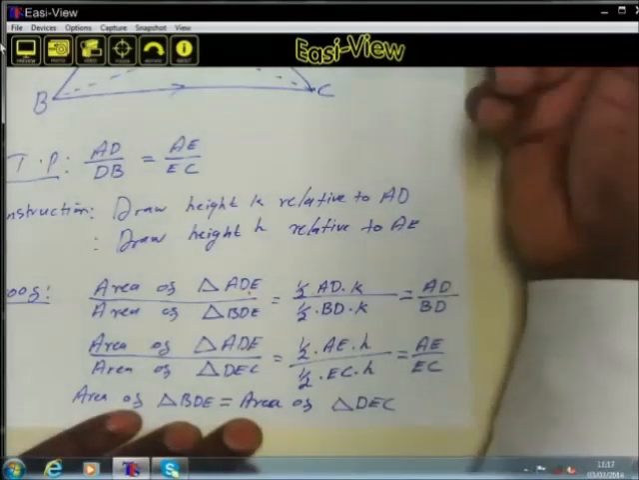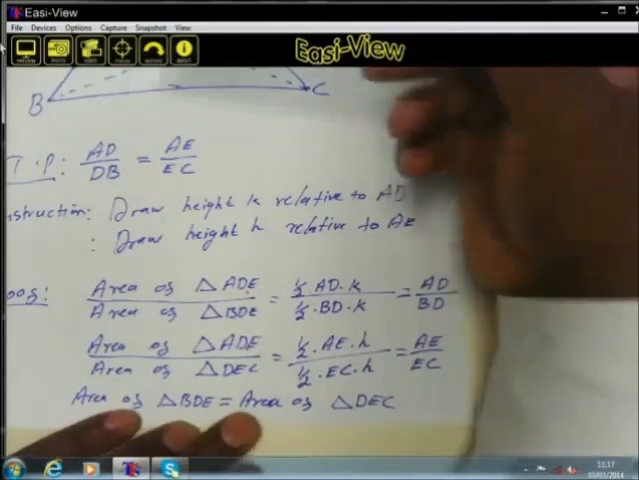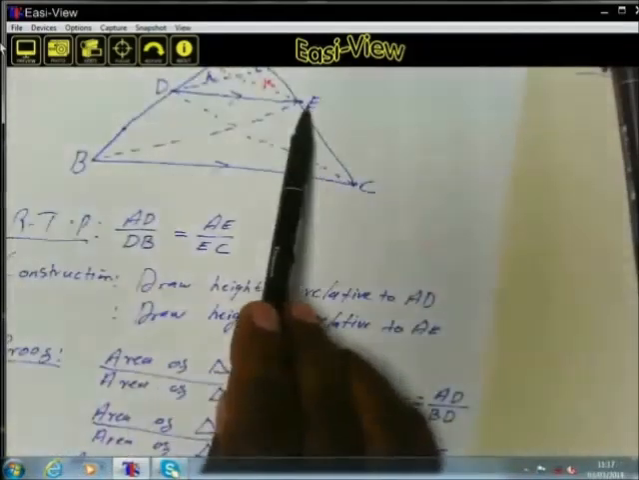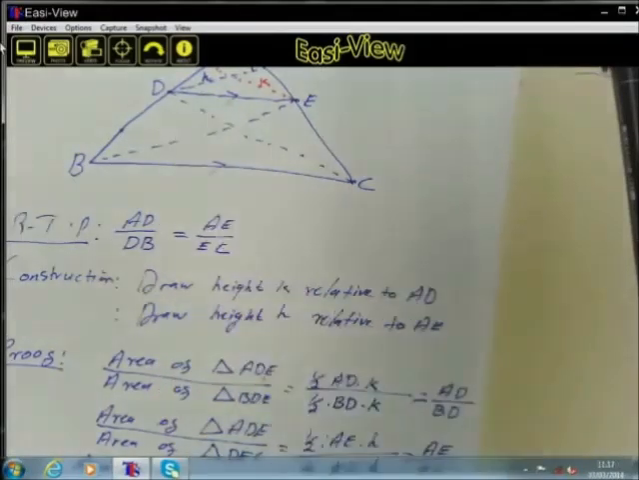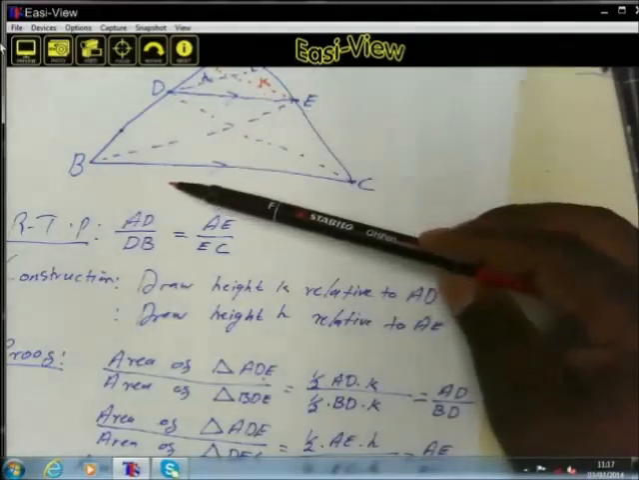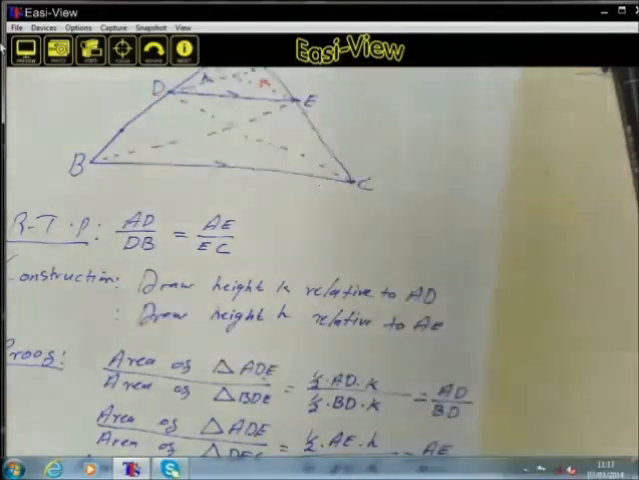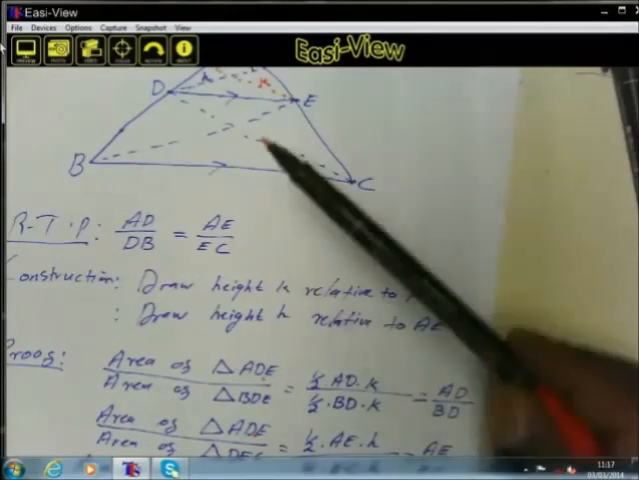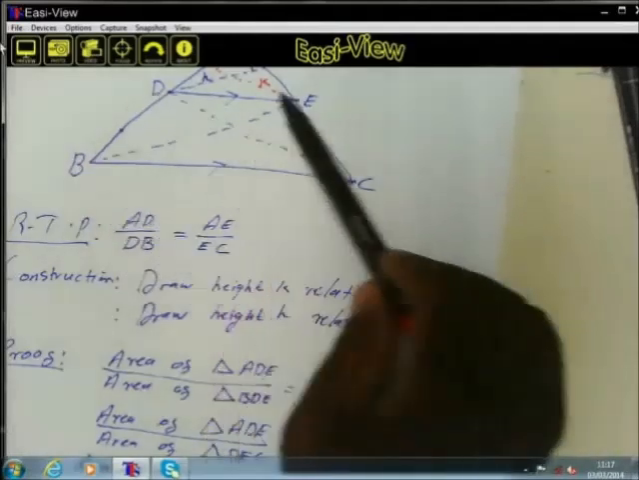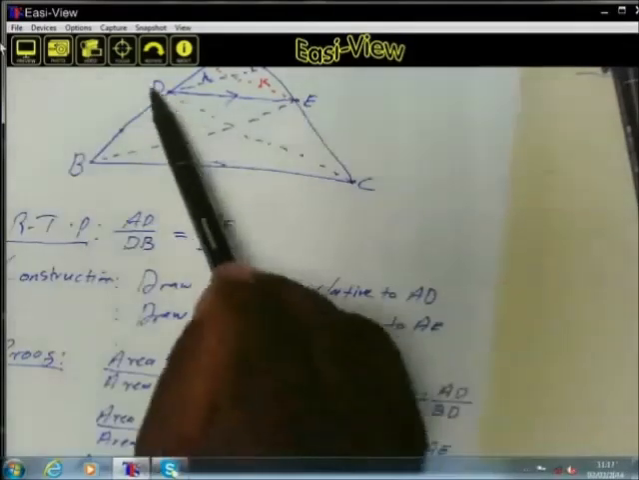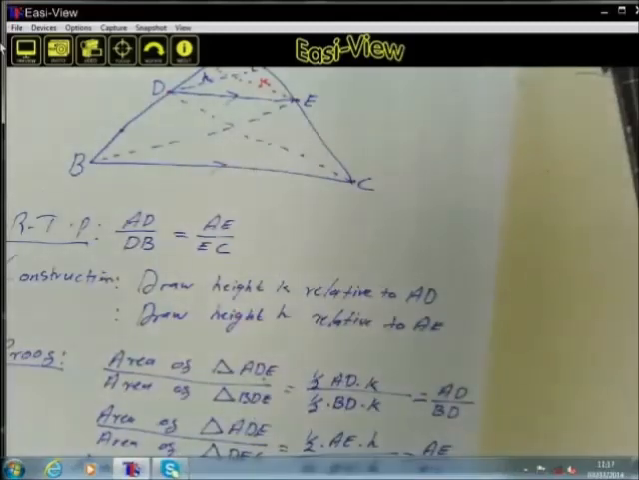Learners, we've got DE, which is parallel to BC. So the two triangles are between the parallel lines, and if they are between the parallel lines, they can have the same height. We can choose DE as a base for both triangles. Check triangle BDE, you can choose DE as a base. Check triangle DEC, you can choose DE as a base. So they can have the same base. Because they are between parallel lines, the height will also be the same. That's why we say the area should be the same.